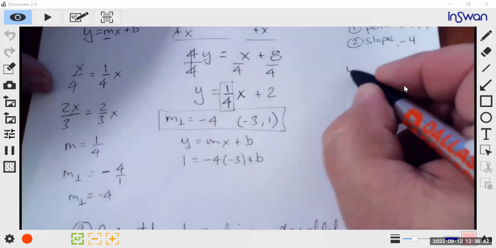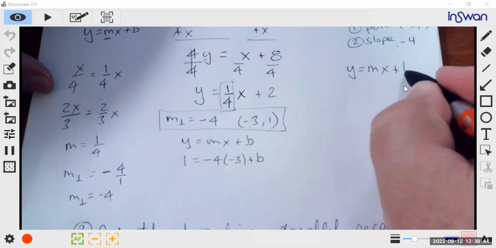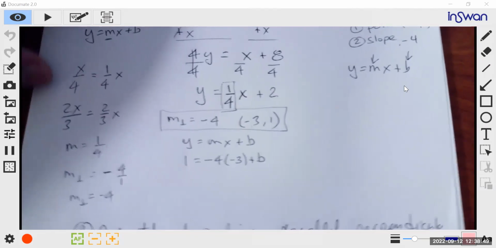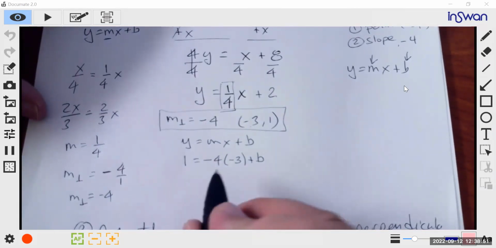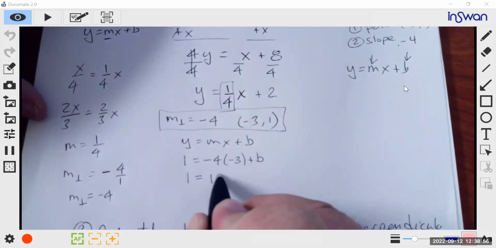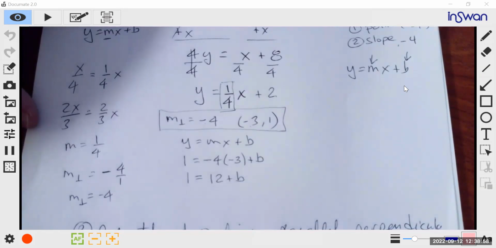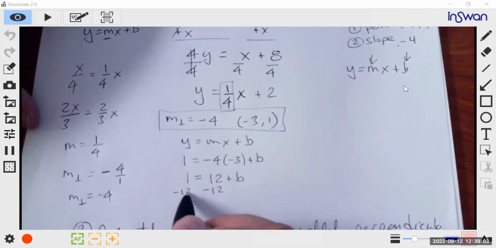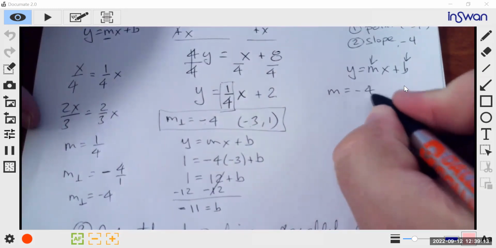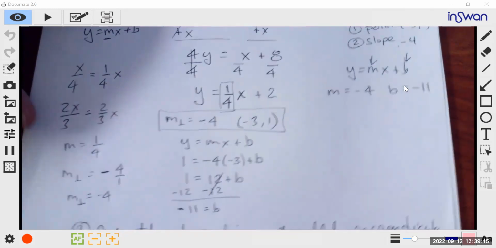Because remember, what we need to have for this equation, we need to define a slope and a y-intercept. We already have the slope. Negative times negative is positive. 4 times 3 is 12. Get the b by itself, subtract 12 from both sides. Answer is going to be negative. 12 minus 1 is 11. So b is, we know m is -4. B is -11.